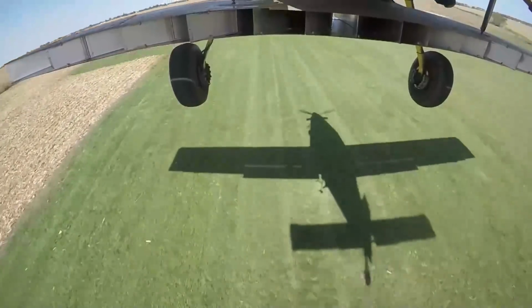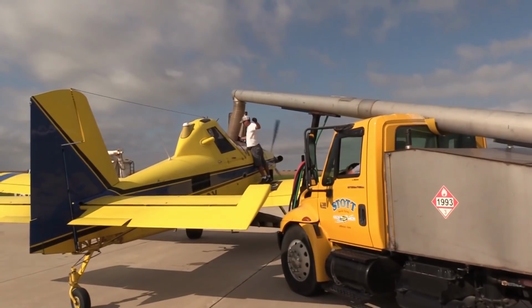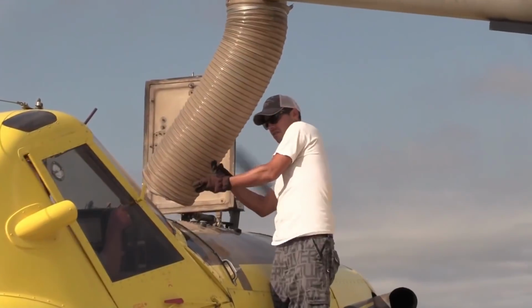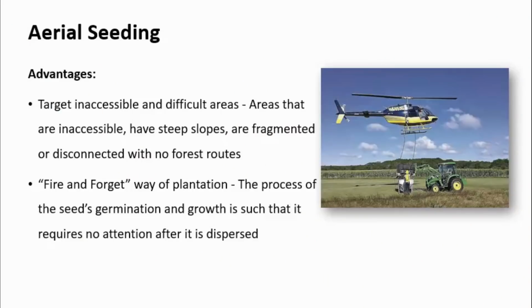Now these pellets sprout when there is enough rain, with the nutrients present within them helping the initial growth. Now I'll tell you the advantages. First, with this technique we can target inaccessible and difficult areas. The areas which are inaccessible, have steep slopes, are fragmented or disconnected, or have no forest roots can all be reached by drones, right?